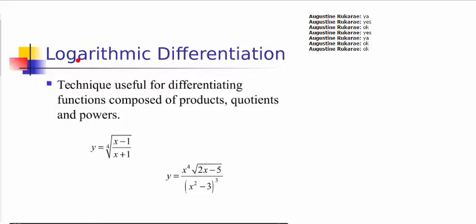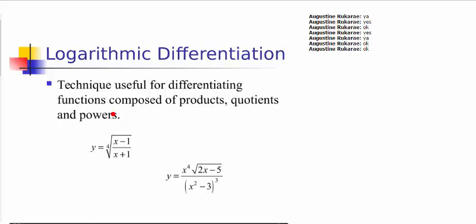Right. Now this is logarithmic differentiation. What do we have to do? As the name suggests, logarithmic, so we will be applying ln. Right? It is a technique useful for differentiating functions composed of products, quotients, and powers. So if we have a function composed of products, quotients, and powers, it will be very useful for us to use logarithmic differentiation. It will be easy, right?